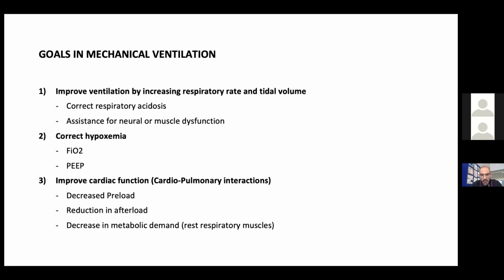When we are mechanically ventilating children using positive pressure ventilation, we decrease the preload because we are applying a positive pressure inside of the thorax, so we are impairing the return of venous blood towards the right atrium. We have a reduction in afterload, and we are decreasing the metabolic demand because what we are doing basically is letting all the respiratory muscles take a break and rest.